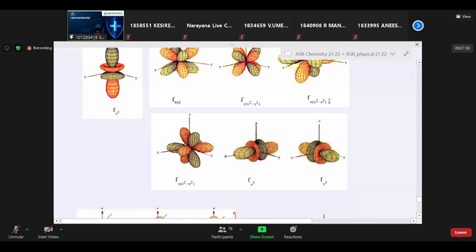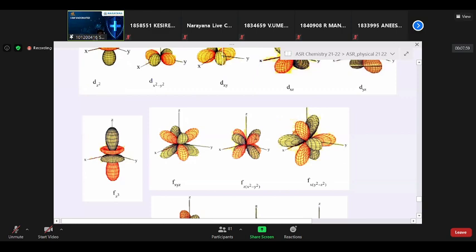I'm going to give you a different version. The orbital wave functions can be represented with sign conventions also, and what is the sign of the respective orbital lobes. And then we need to understand gerade and ungerade also. So these are the shapes of various orbitals we discussed.